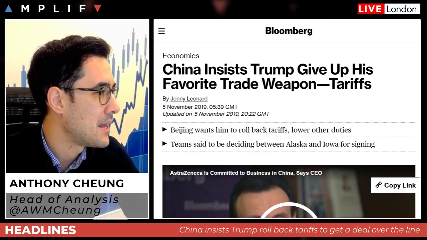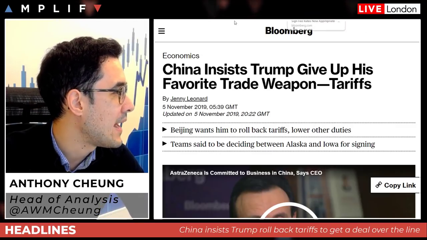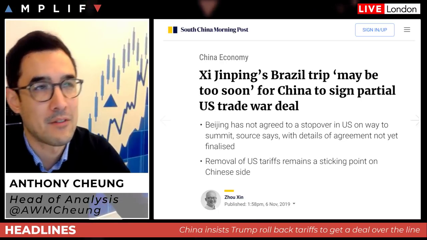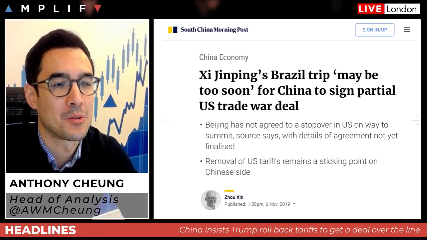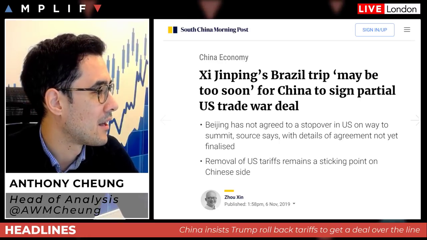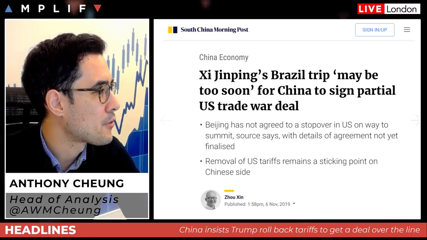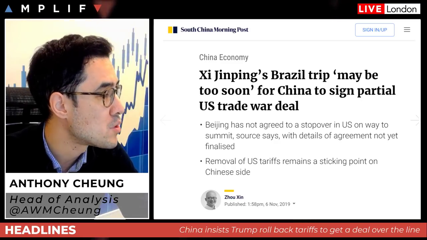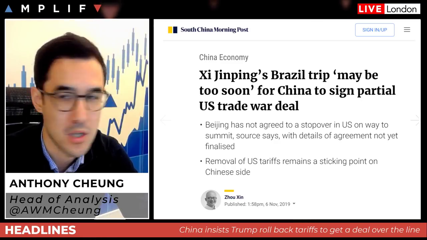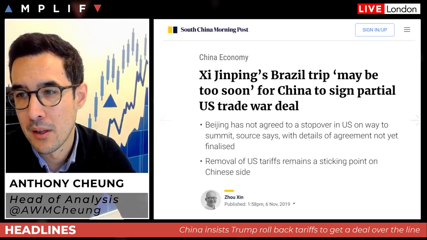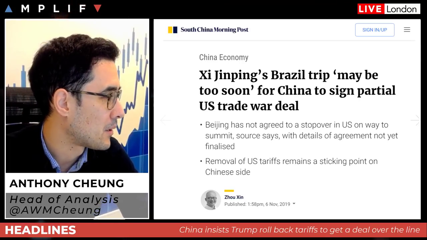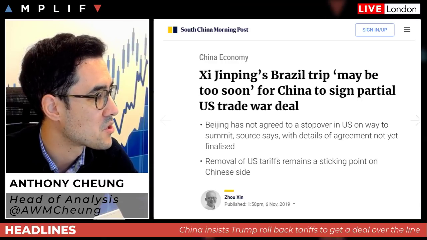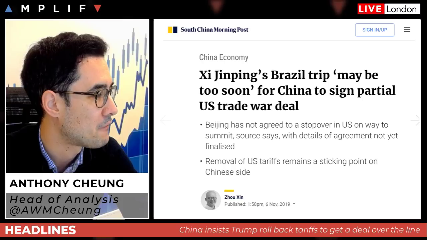The other thing was, there's been a bit of talk about where this actual signing could be, given the APEC meeting was cancelled because of the civil unrest in Chile in the last few weeks. The South China Morning Post reported this morning that Xi Jinping's Brazil trip may be too soon for China to sign a partial US trade deal. This is quite key, because Beijing has not agreed to a stopover in the US on the way to the summit, according to a source, with details of the agreement not yet finalized.